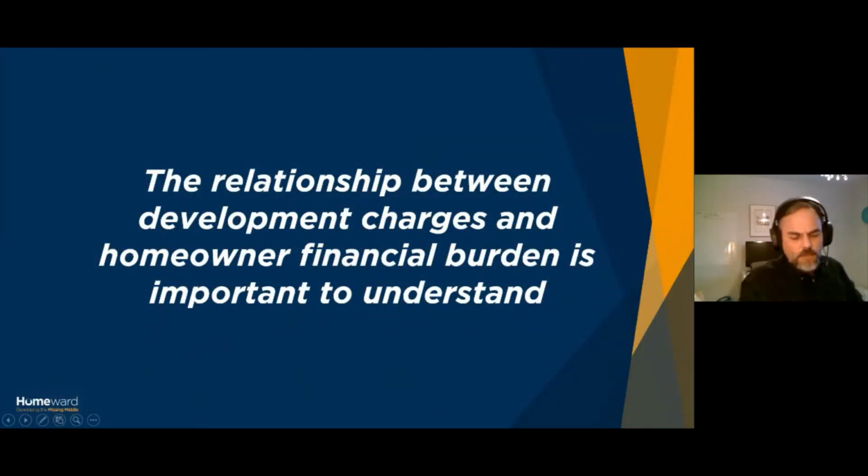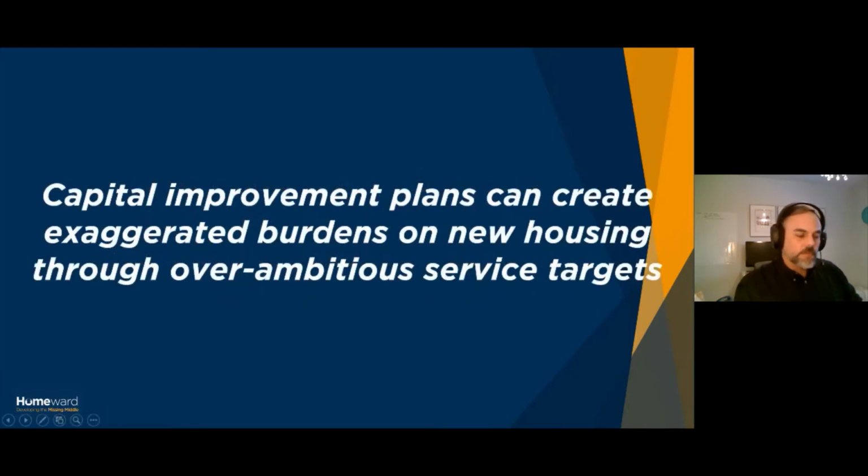Now, also the relationship between development charges and homeowner financing burden is important to understand. And I'm not here just to play into the trope that developers have a problem with development charges. I think the vast majority of developers, we understand what development charges are for. We're happy to pay those charges because they do finance the infrastructure that communities need. However, there's some real challenges in the way many communities are using that tool, and the information that goes into it from the onset is some of the problem.